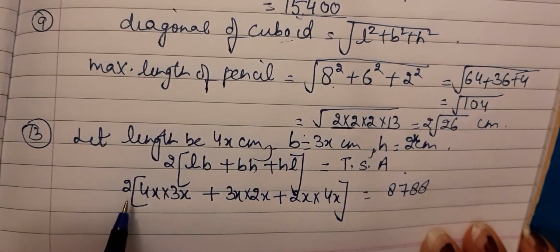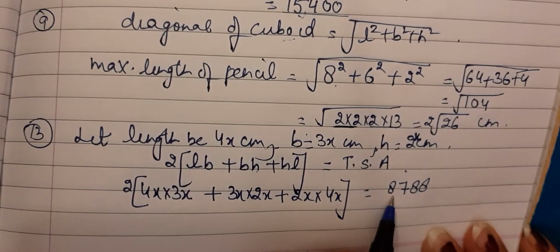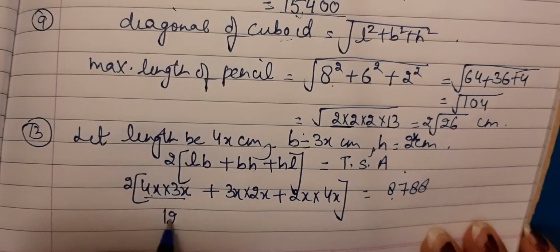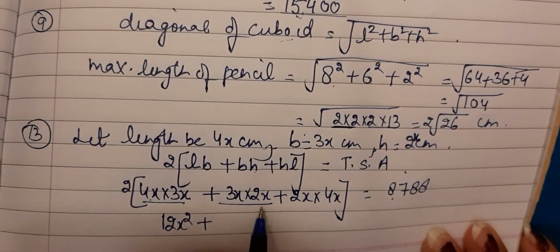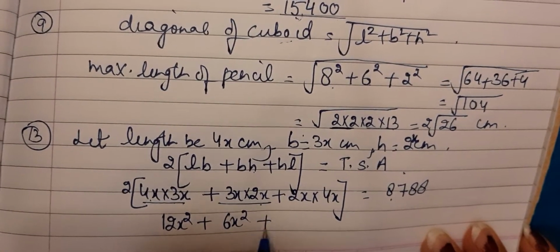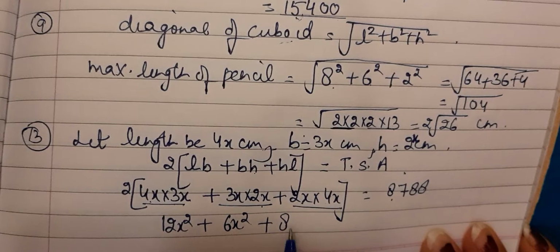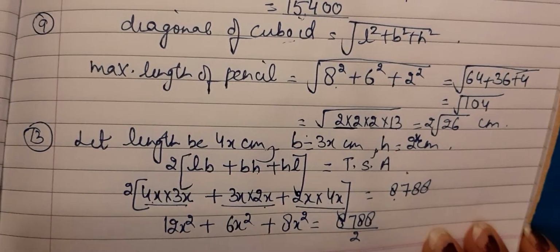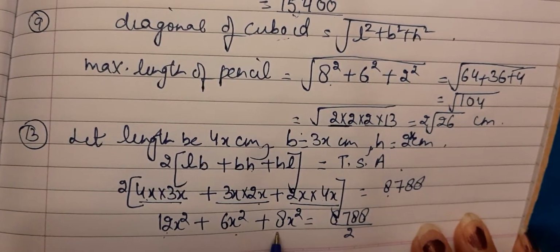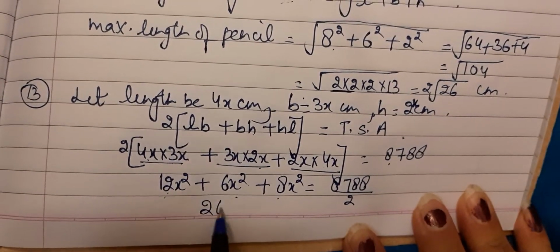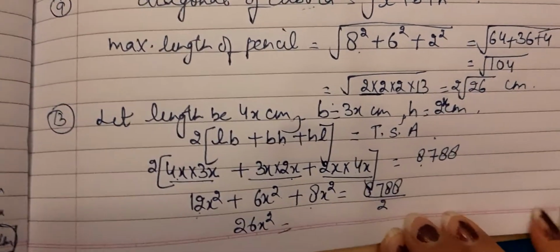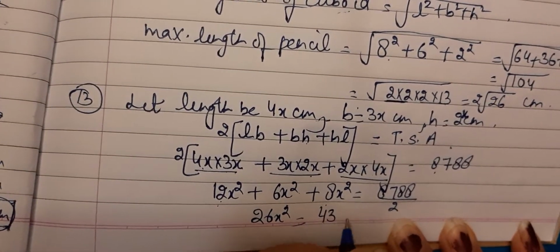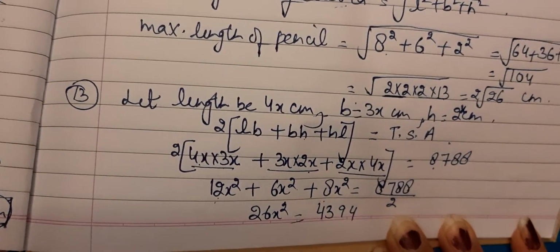Now we are going to take first this 2 to the right and divide it. Rest we are going to multiply. 4x into 3x will give you 12x square, plus 3x into 2x will give you 6x square, plus 2 4s are 8x square is equal to 8788 divided by 2. So this becomes 12 plus 8 plus 6, 26x square is equal to, when you divide it by 2, you get 4394.